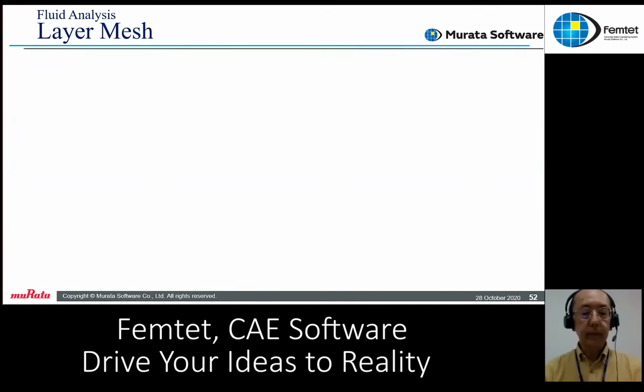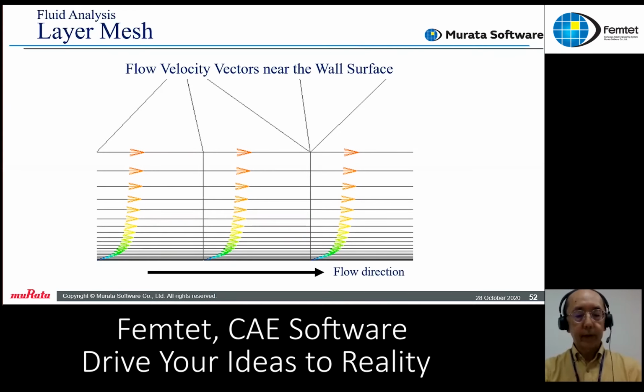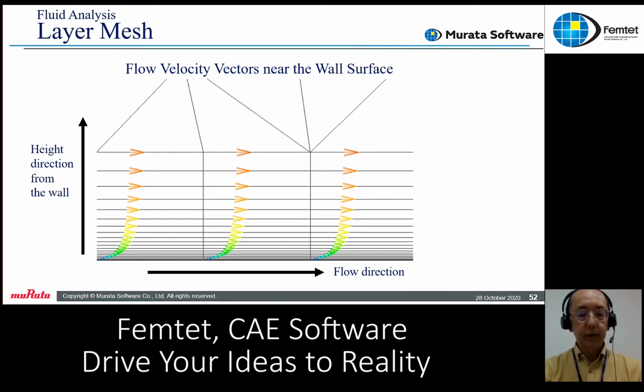The flow velocity vectors near the wall surface. The horizontal axis is the flow direction. The vertical axis is the height direction from the wall surface. Near the solid wall, the flow velocity change is greater in the height direction than in the flow direction. By applying the layer meshes in the height direction, you can achieve more accurate analysis.